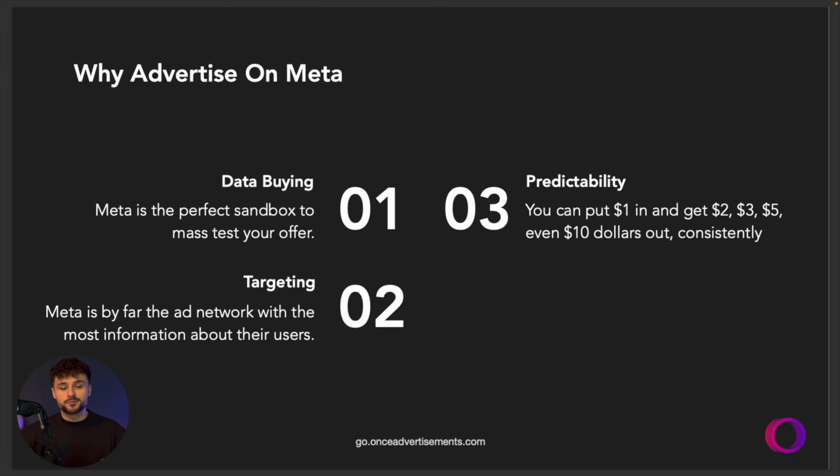And the last thing is predictability. On Meta, you can dial in your funnel and your offer so you can consistently put in $1 and get out $2, $3, $5, hell, even $10 with predictability. Now, as the saying goes, the most dependable and consistent way to generate wealth is to turn advertising into profits. So let's talk about the assets you're going to need to actually start running ads.